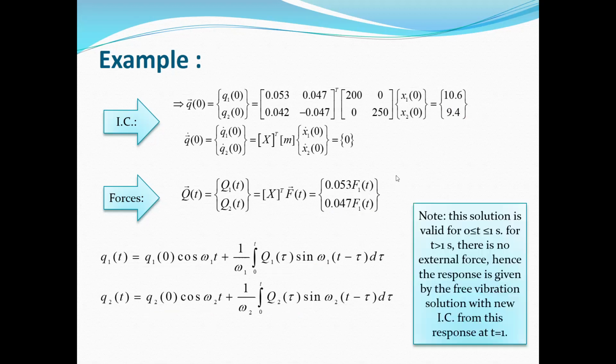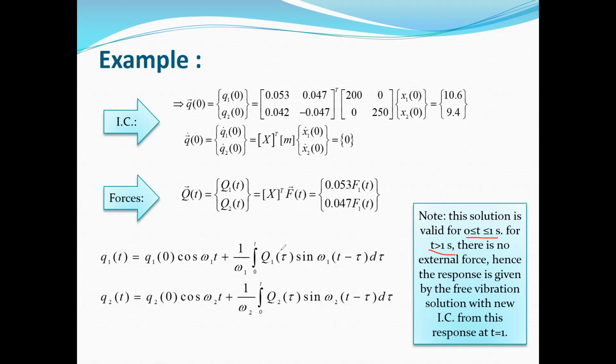And now we can find the total response x1 and x2. But before that, again, I should mention, as I explained at the beginning of this example, that this is the response for the interval t between 0 and 1, because after t more than 1, the equation of motion is a homogeneous equation.